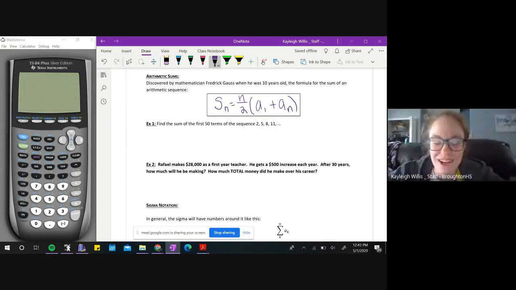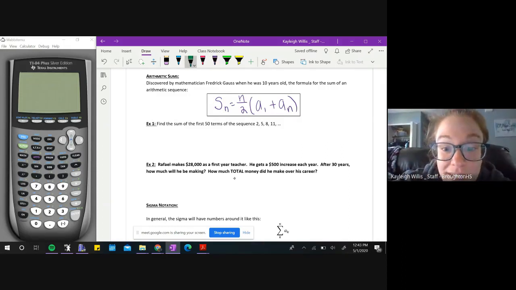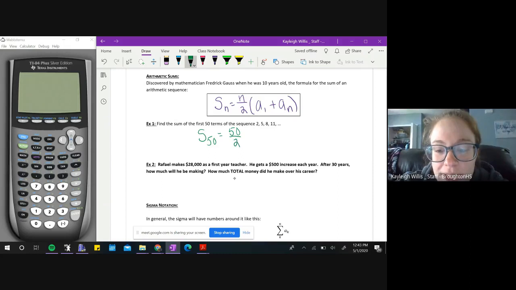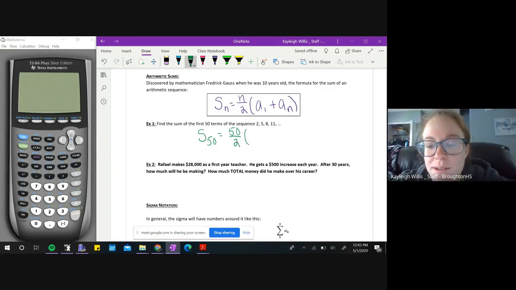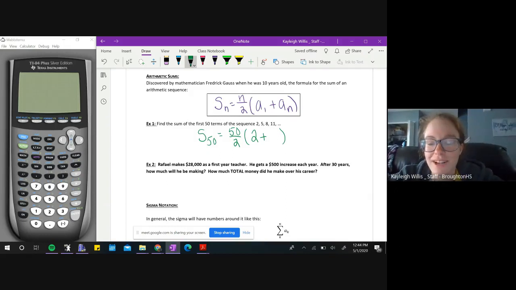All right. So let's use his formula to find the sum of the first 50 terms of the sequence. So n is going to be 50 because he wants the first 50. So I'm going to plug in 50 divided by 2. And then a sub 1, just like in all of the other problems, was the first term, which is 2. Ooh, I don't know a sub 50 yet. So I'm going to have to do some work to get this first. Oh, man. All right. So we've got to figure out the pattern.